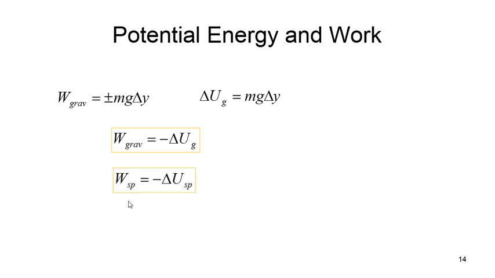So it is also true for a spring that the work done by a spring is equal to the negative of the change in the potential energy of a spring. So these are not coincidences. This is just another relationship that helps us understand what potential energy means. When the spring force does positive work, the potential energy of the system decreases.